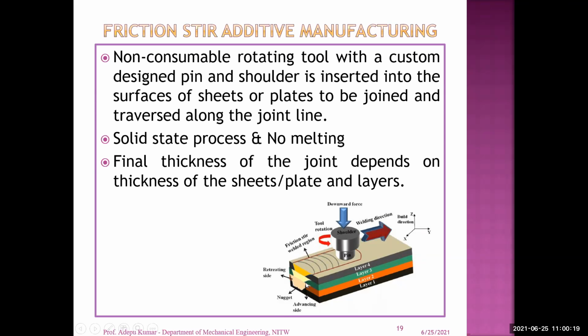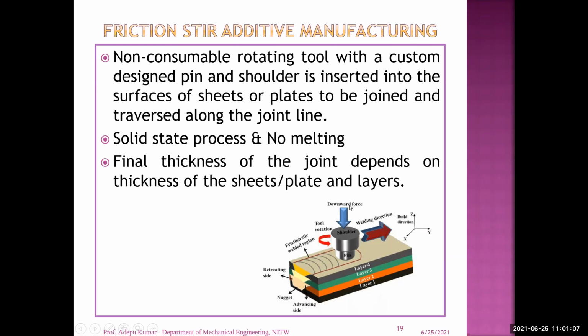Now suppose I want the entire component to be additively manufactured, not only this portion. We can also do that; our students have done it. You can do the same process again and again so that you build the entire additive manufacturing component. So this is one area you can work on in your research work. Here the tool is much harder than the material you are going to process. For example, if you are working on aluminum alloys, an H13 tool steel or steel-based tool is enough.